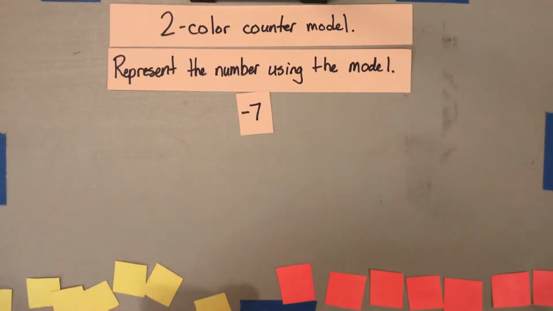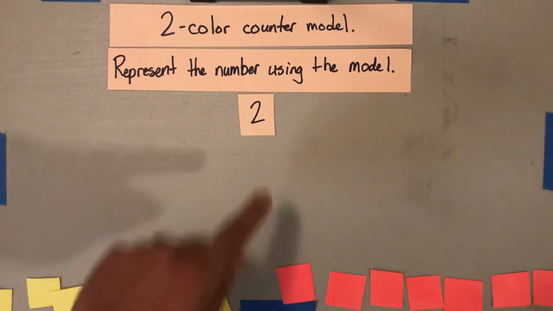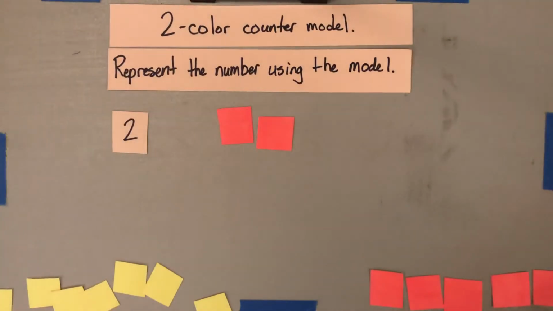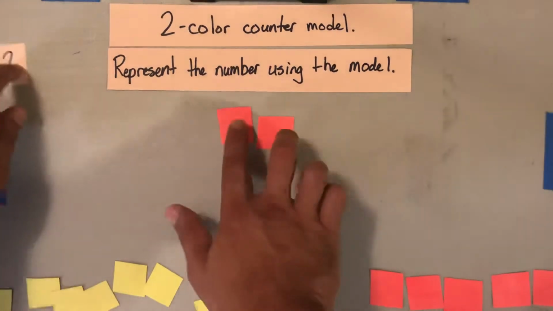All right. Friendly reminder, we can still represent positive numbers. Not too crazy, right? So 2, it's just two colored counters right there. So that's how we represent positive numbers.